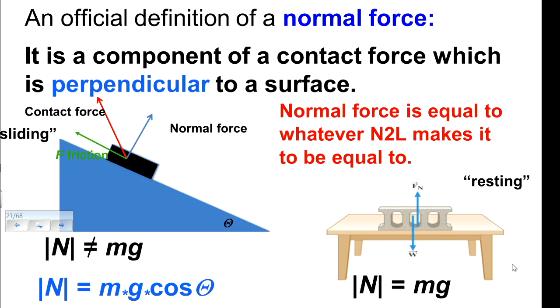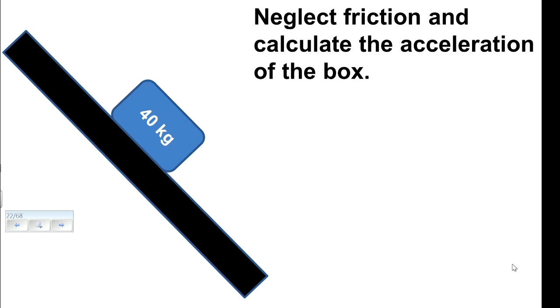So again, the same slide with one more equation. In this situation, normal force is equal to mg, but in other situations it's not. And if you choose all angles and axes, like in my example, that will be your equation. If you choose different angles or axes, your equation will be different. Neglect friction and calculate the acceleration of this box. So friction could prevent it from sliding. With no friction, it will slide.